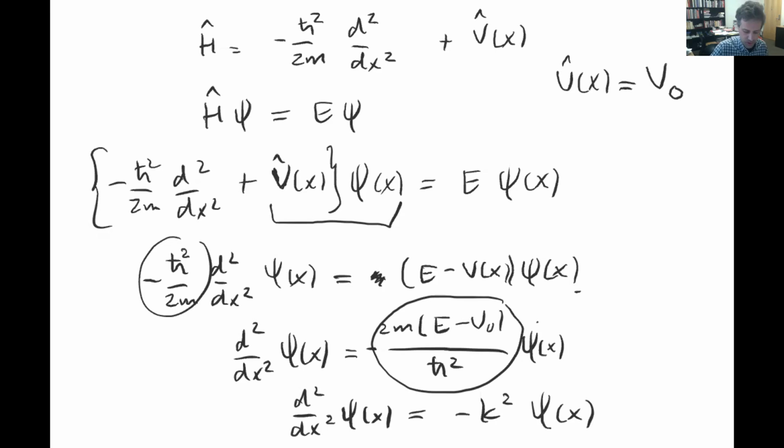But now, of course, k squared is something different because now it has this effect of the potential energy in there as well. Let's make that explicit. k squared is now something slightly different, because now it is 2m(E minus V0) over h bar squared. That's the only difference. The differential equation is still the same otherwise.